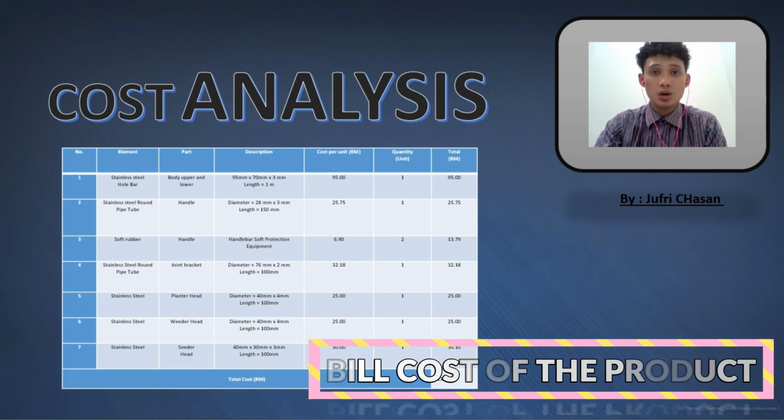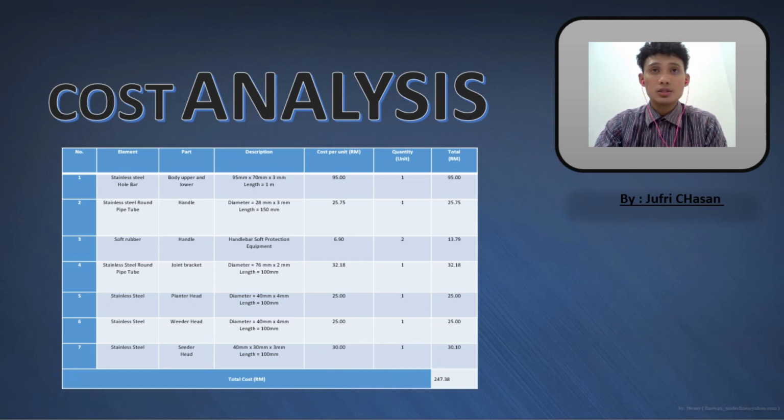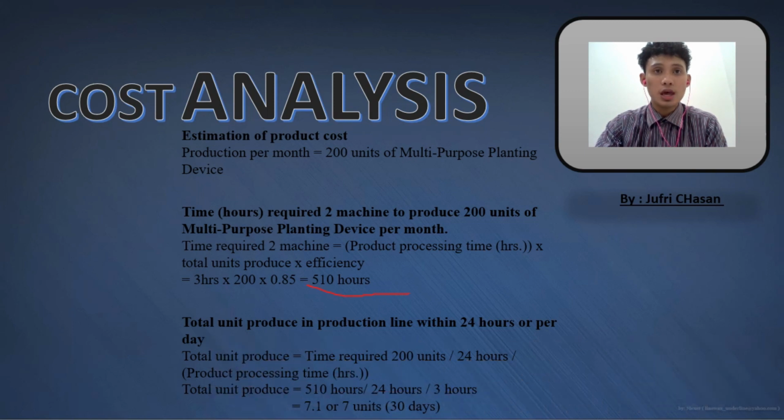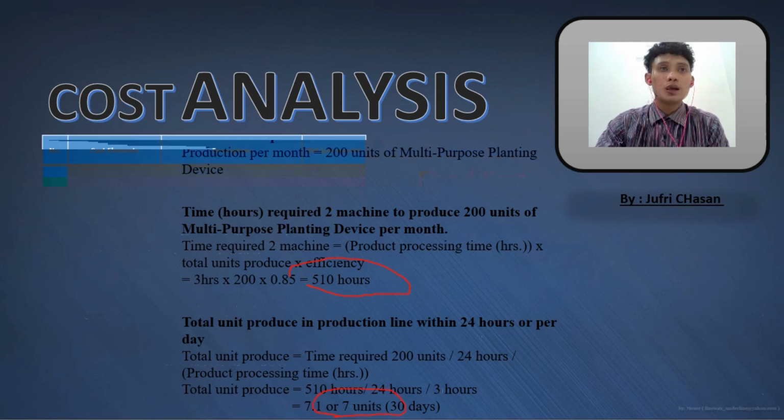The total cost we get is 247.38 cents. This is the time required for the machine to produce 200 units. We get 510 hours. Then we can calculate the total units produced per day. We can produce 7 units only.